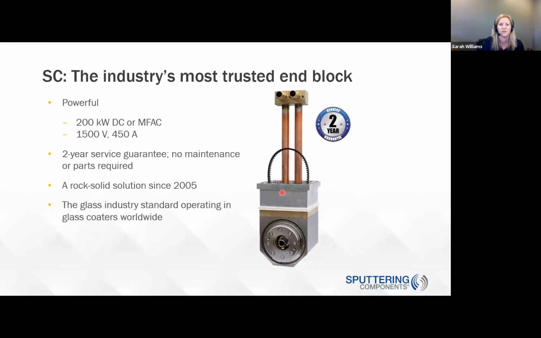So this is the M block that you'd receive for architectural glass. It's got industry standard power levels of 200 kilowatts, and we supply it with our 2-year service guarantee. No maintenance or parts are required for 2 years, and we've been offering this solution since 2005. It's really a glass industry standard, and it's operating in coaters worldwide. So you just have to install it and enjoy it for a couple of years before you need to do any maintenance.